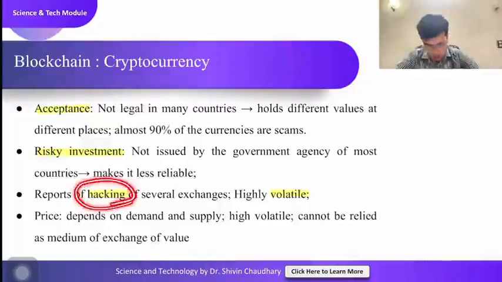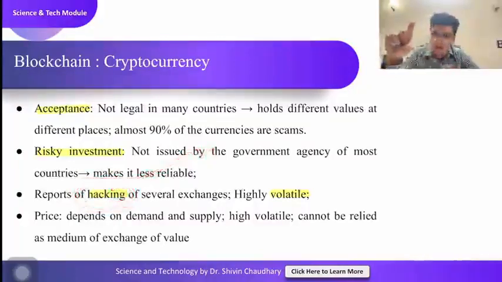Hacking, how hacking can happen in a cryptocurrency? The block cannot be hacked, but your private key can be hacked. Your wallet can be hacked. Okay, that is what the hacking means.